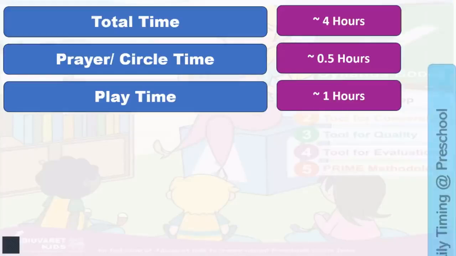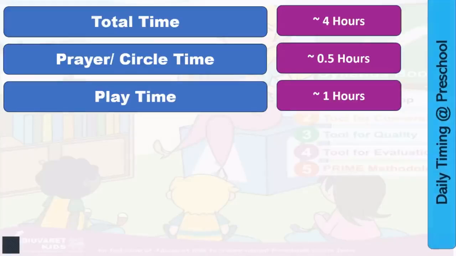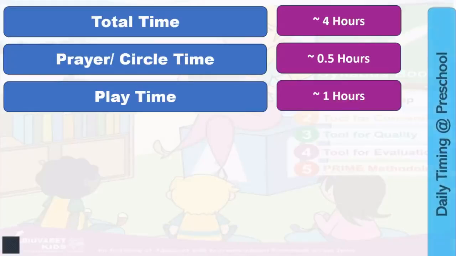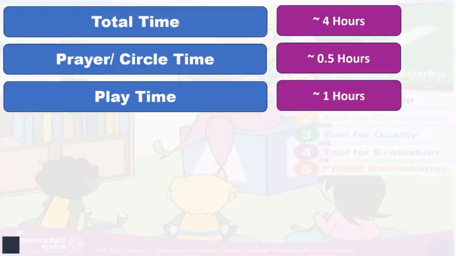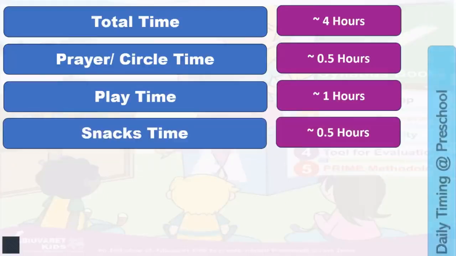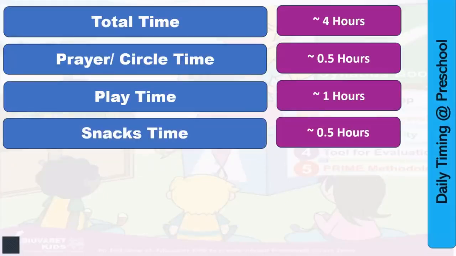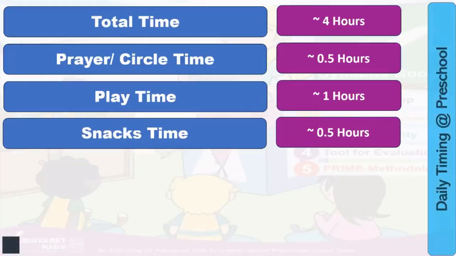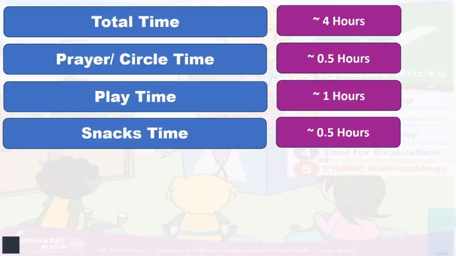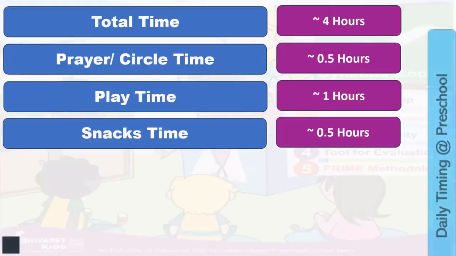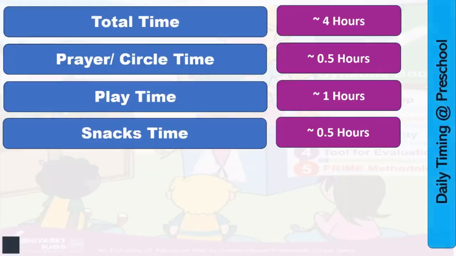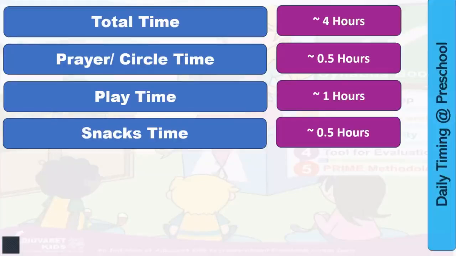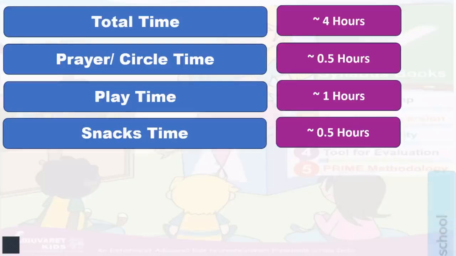So, the playtime on a typical day in a play school or preschool takes almost an hour. After that, we have the snacks time and lunch time, and this is one of the times when children love sharing their food with others and look forward to it. This also takes somewhere around 30 minutes, or 0.5 hours.